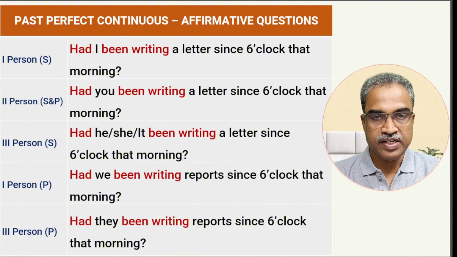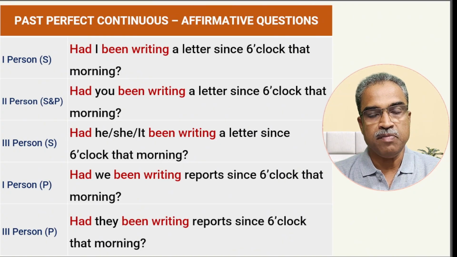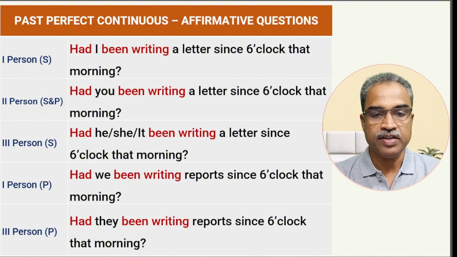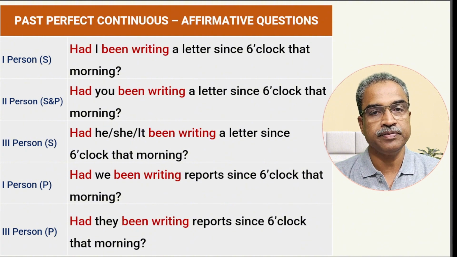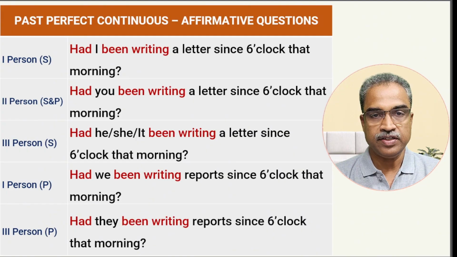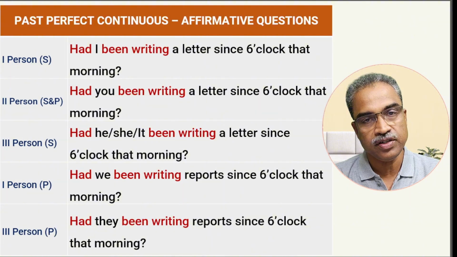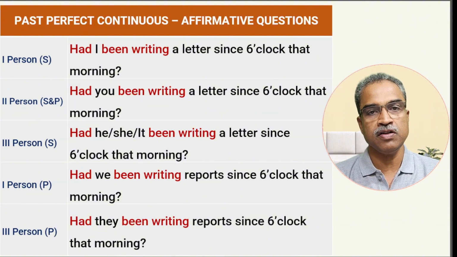So the affirmative statement in the past perfect continuous in the last video we saw was, I had been writing a letter since 6 o'clock that morning. Now it becomes, as usual, had I been. I had becomes had I been. Had I been writing a letter since 6 o'clock that morning? Similarly, you. You had been writing a letter. That will change into, had you been writing a letter? Had you been writing a letter since 6 o'clock that morning?